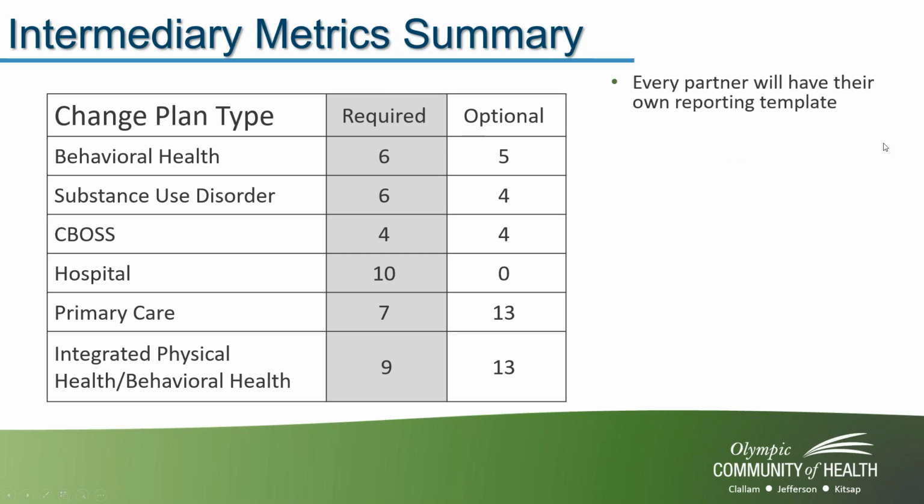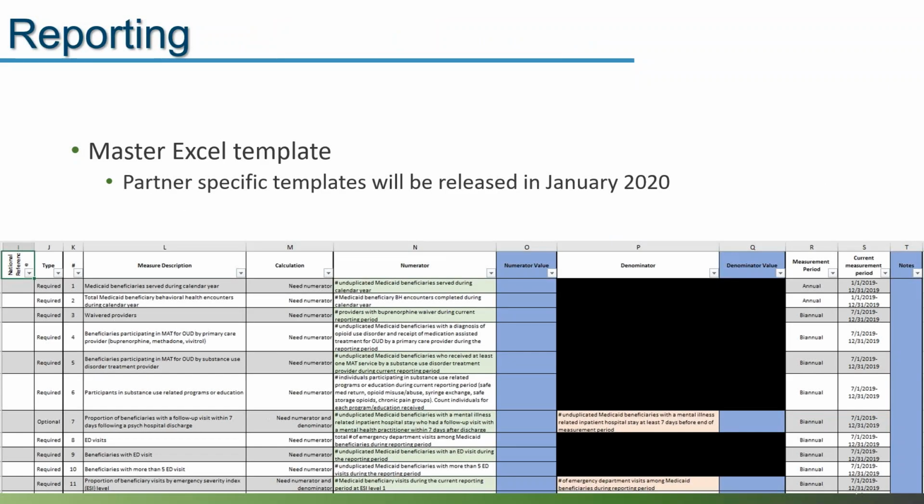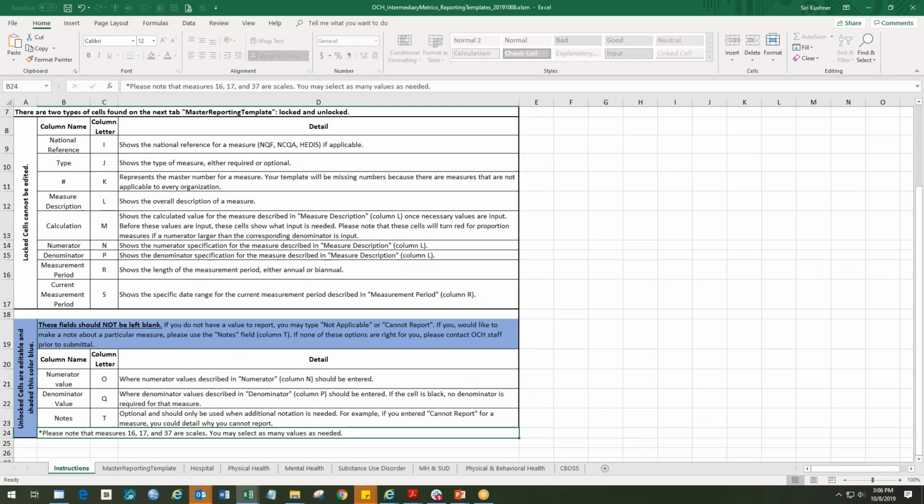Every partner organization will have their own reporting template. Some metrics are not applicable to some partners, so again, every partner will have a unique template. The required metrics, as I described, are reported 2 times per year in February and August, and the optional metrics are reported 1 time per year only in August. Reporting will be done in an Excel template. Partner-specific templates, as I described, will be released in January of 2020. And I'm now going to open the template so that we can walk through this together.